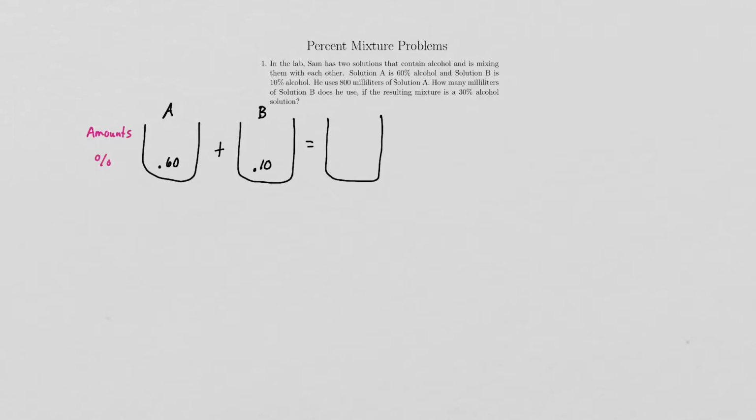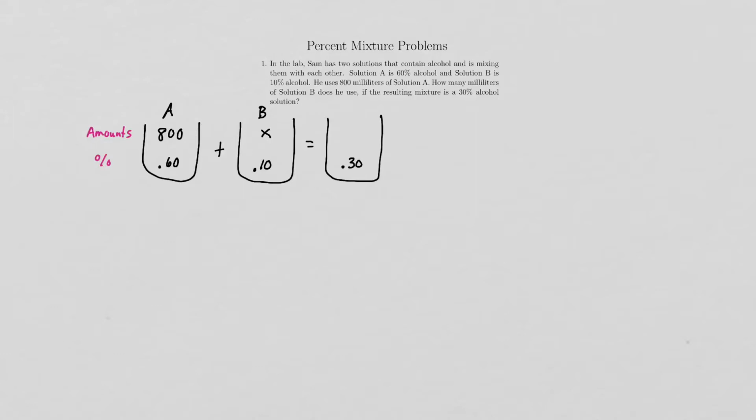And then the next line says he uses 800 milliliters of solution A. So that's the amount for solution A, and that's going to go in the top here. So we're going to put an 800 here in the top. And then it says how many milliliters of solution B does he use? By asking that, that shows us we don't know what solution B is. So we're going to give it a variable. We'll call it X. And then it says the resulting mixture is 30% alcohol. So we're going to put the 30 down here.